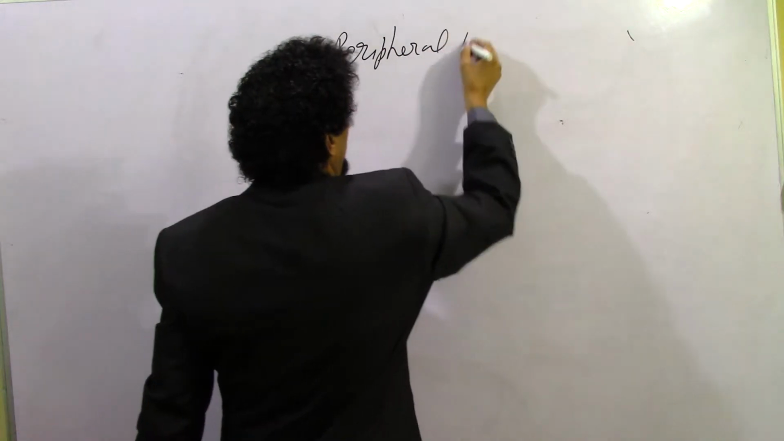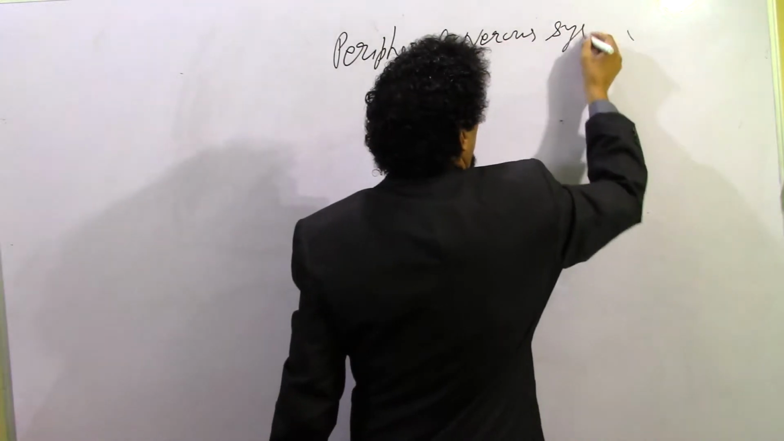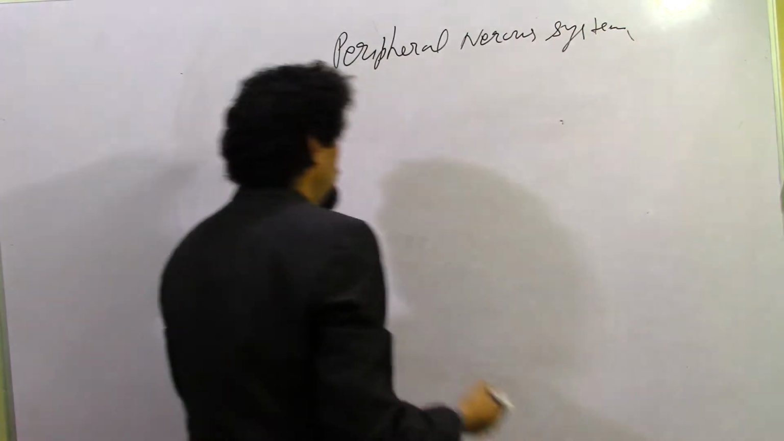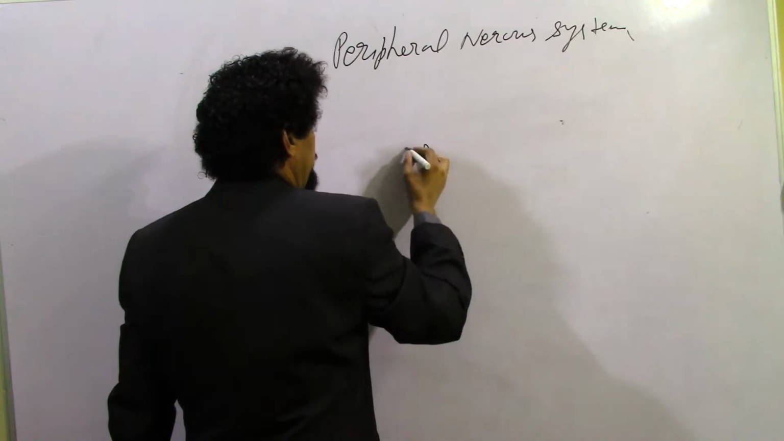The peripheral nervous system. Here it is, the central nervous system.